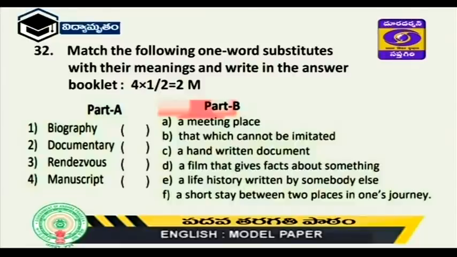Here you are given biography, documentary, rendezvous, and manuscript. These are the 4 words given here, and you have to match them with the correct meanings that are given under the column B, that is part B. You have to identify them and write it in the answer booklet.